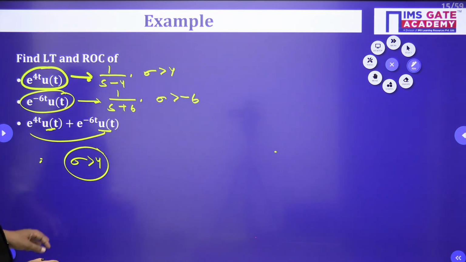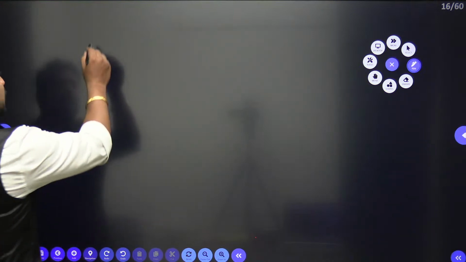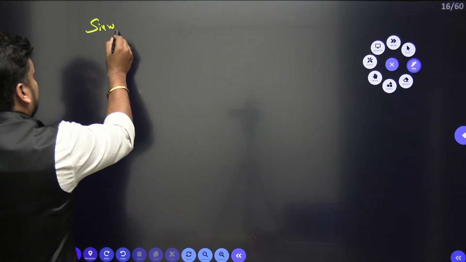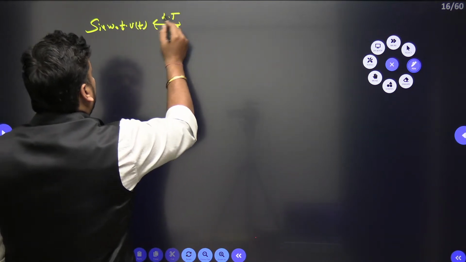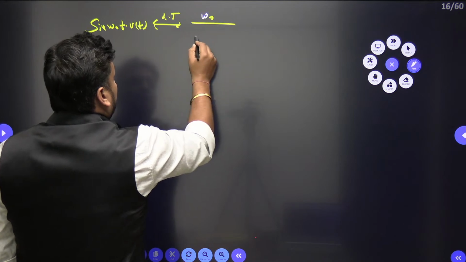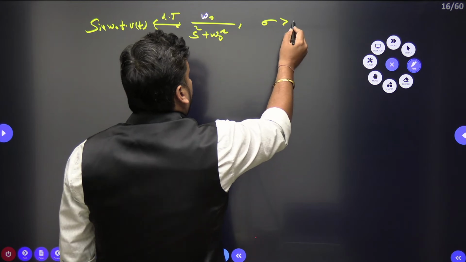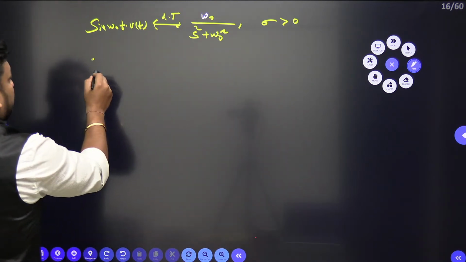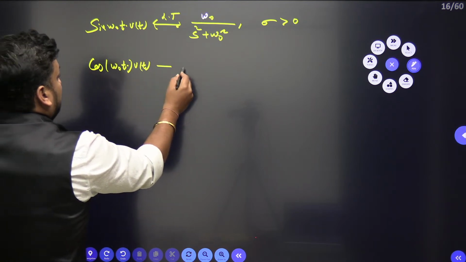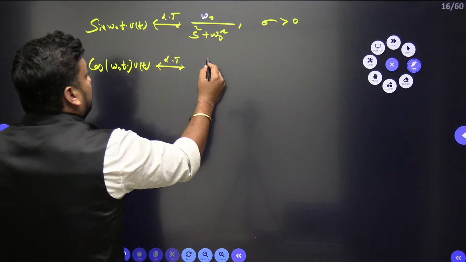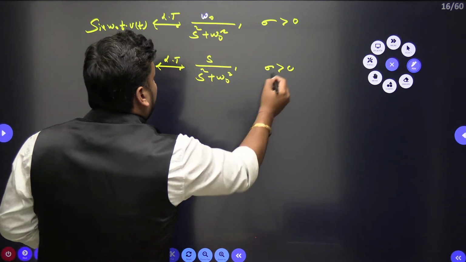So students, just let me know which Laplace transforms we have already calculated. I think as far as last class is concerned, we have calculated sin omega 0 t u(t) and you got the Laplace transform, which is nothing but omega 0 upon s square plus omega 0 square, and the ROC is sigma greater than 0. Similarly, if I talk about cos of omega 0 t into u(t), its Laplace transform is nothing but s upon s square plus omega 0 square, ROC sigma greater than 0.